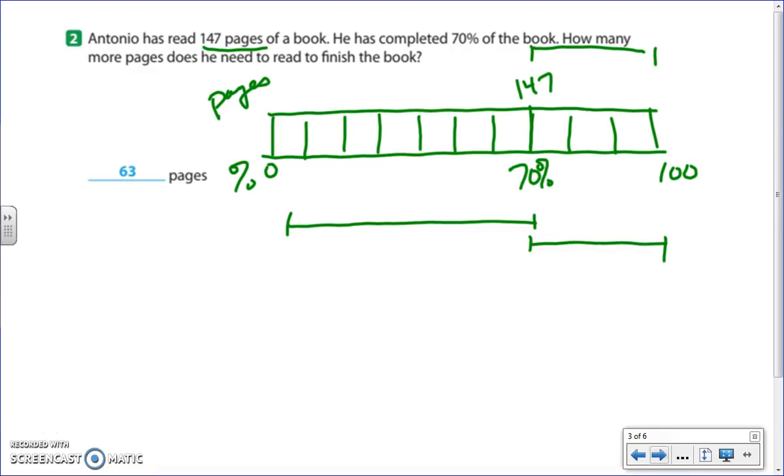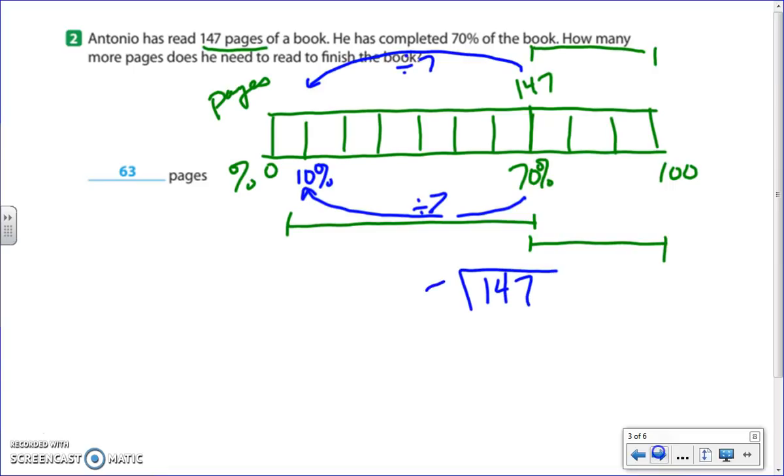So I could do this a lot of different ways. I could say, okay, well, if I know that 70% is 147, if I divide that by 7, that would make 10%, and that would help me to figure out how much 10% is. We would need 3 10%. So I'm going to divide by 7. That would be 147 divided by 7. So when I do that, it looks to me like I have 21.